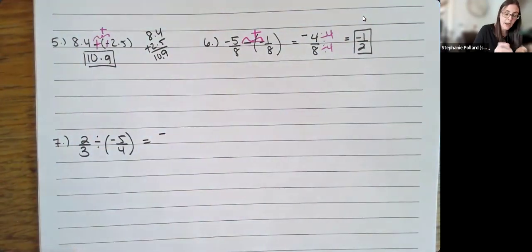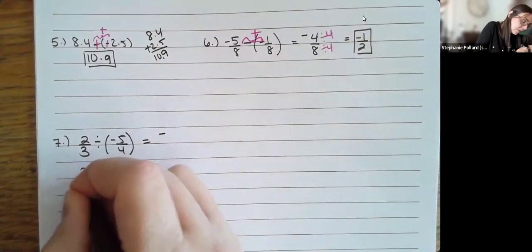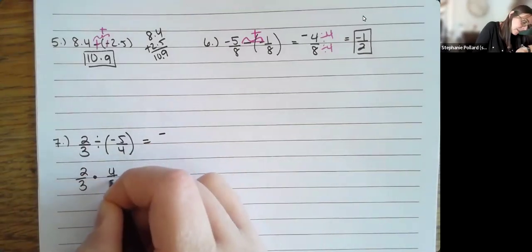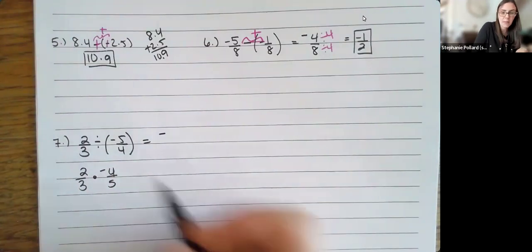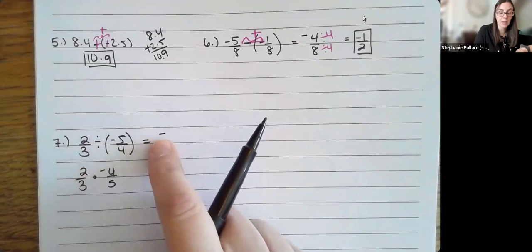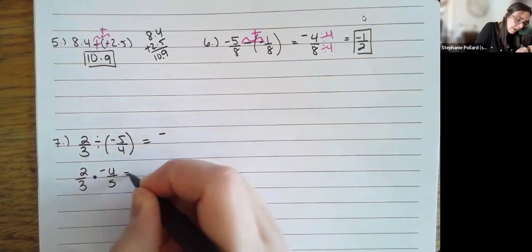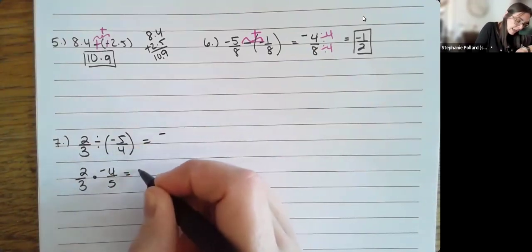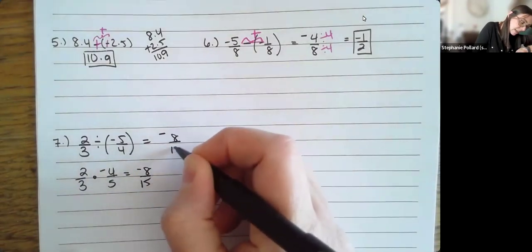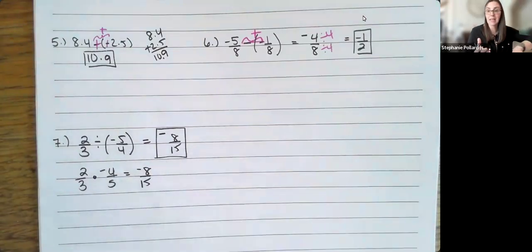But let's think about the fraction steps. If I'm dividing, the first fraction stays the same. I change to multiplication, and then I flip the second fraction. Now, it doesn't really matter where I put that negative. I actually don't need it anymore because I know my answer is going to be negative. I've done that already. Here I can multiply straight across now, -8/15. And I would see if there's anything else I can do to simplify there, and I can't.